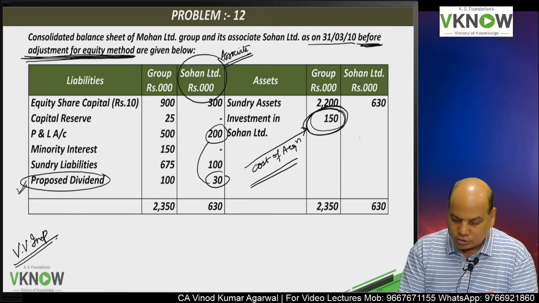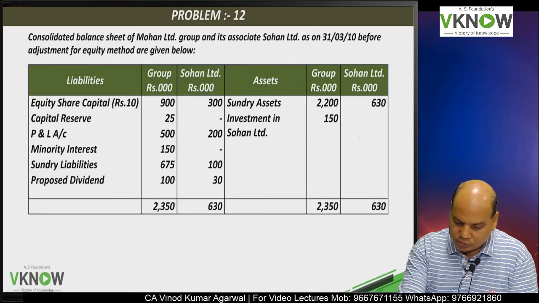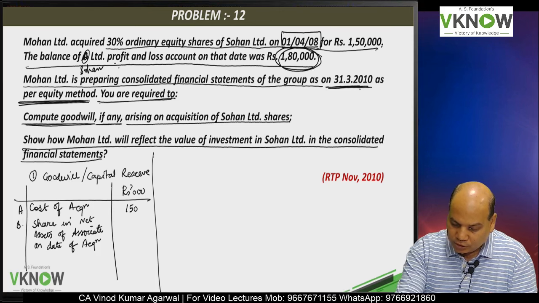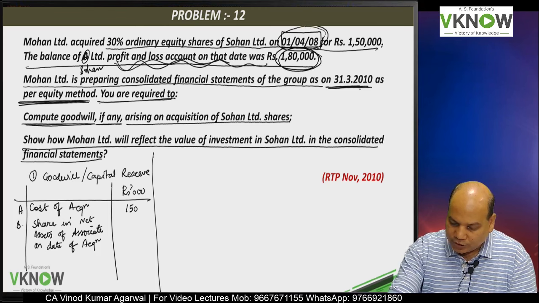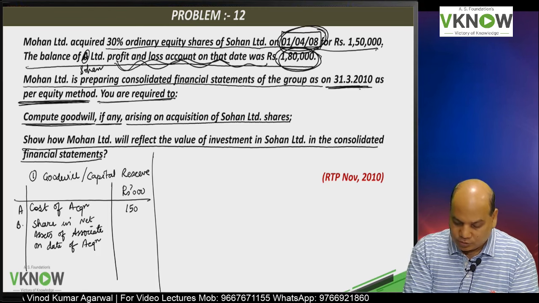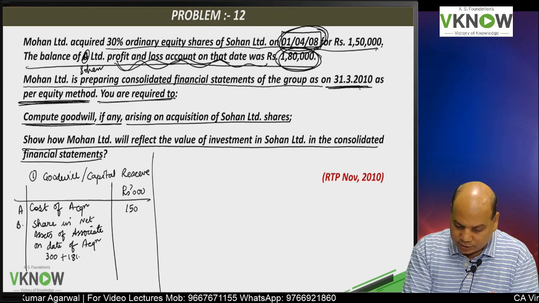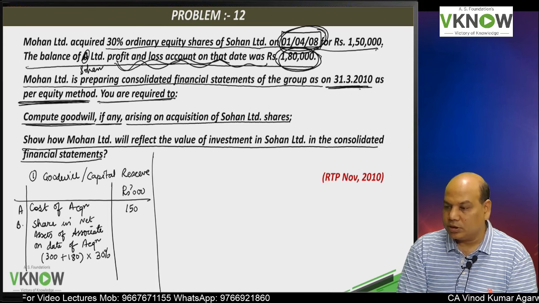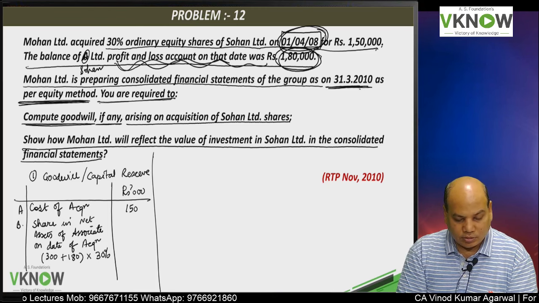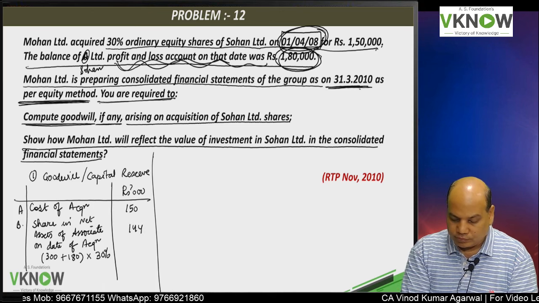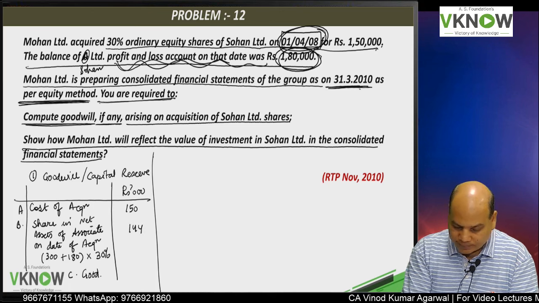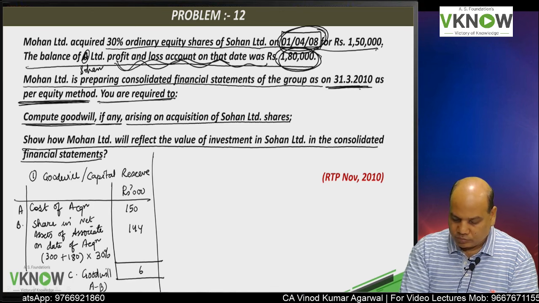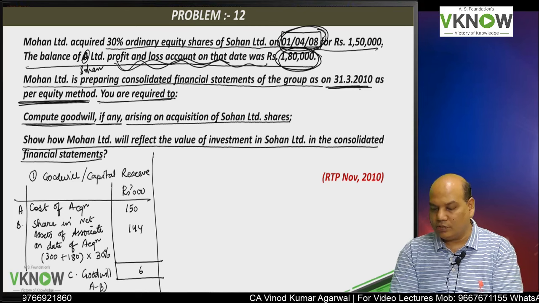So for that I have to add two things. I have to add this share capital 300 plus the profit and loss account balance on the date of acquisition, 180,000. So 300 share capital, 180 P&L account on the date of acquisition, and multiply by 30%. So how much is that? That is 144. So point number C would be goodwill. Goodwill will be A minus B, 6. This is how goodwill will be calculated.